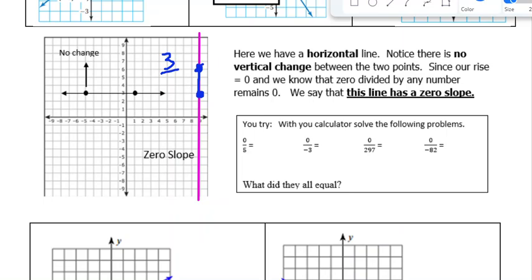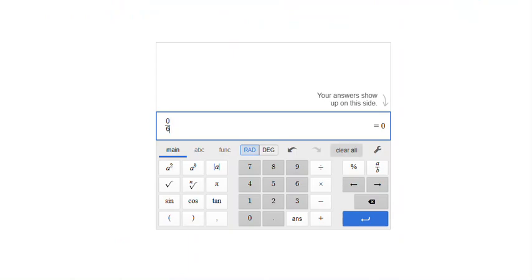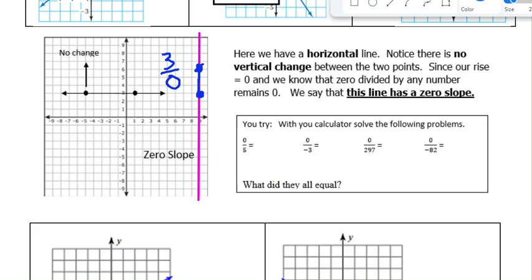And what's my run? Did I move left or right at all? No, I didn't move left or right at all. So that's 0. So it's 3 over 0. If I type that into a calculator, let's see what I get. 3 divided by 0, 3 over 0, is undefined. It's not possible to divide by 0. You can't split something 0 ways. It's not possible. All right? So that's why it is called undefined.